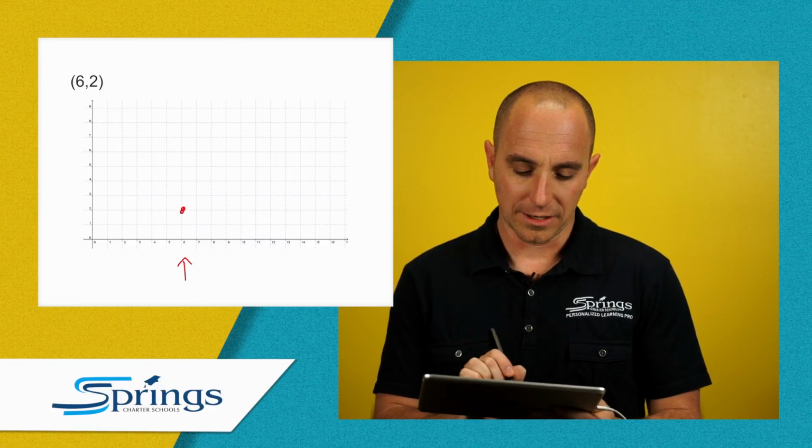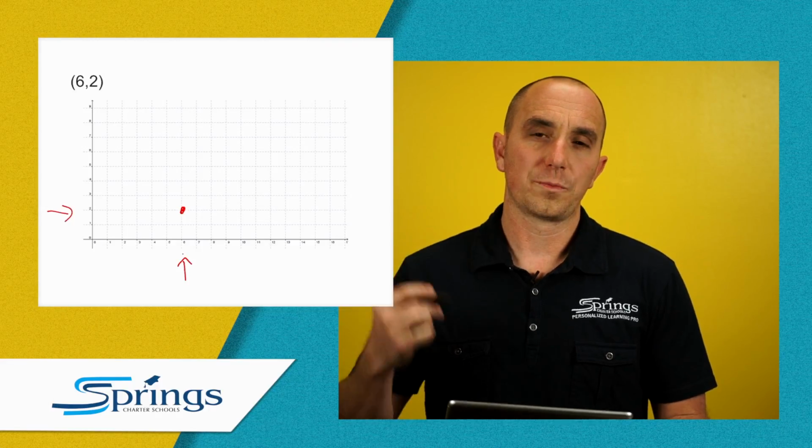All right, let's try another one. This time we have 6, 2. So we always start with the x, and then we go up 2. So we go over and up. So we go over 6. So instead of doing my little hops all the way to 6, we can just identify that we're going to start at 6. So we're going to start right here at 6, and then we're going to go up 2. So I'm really looking for where 6 meets 2, which is right here. So I have the ordered pair 6, 2.